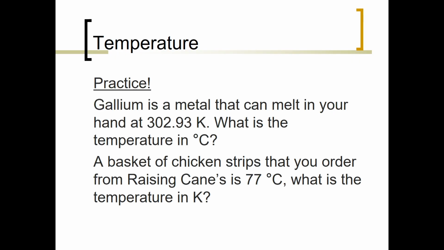So, for example, gallium is a metal that can melt in your hand at 302.93 Kelvin. What is the temperature in degrees Celsius? That'd be 29.78. It's 300 minus a number close to 300. So it's a number around 300 minus a number close to 300. You'd expect it to be close to zero.